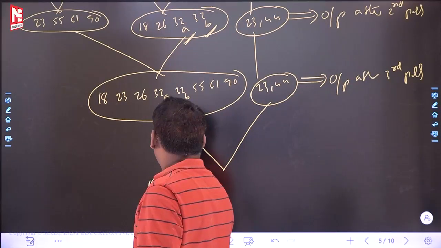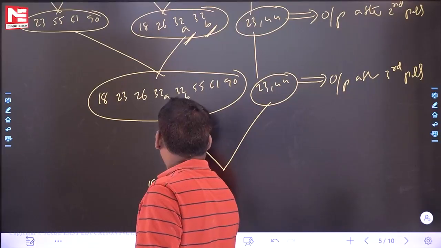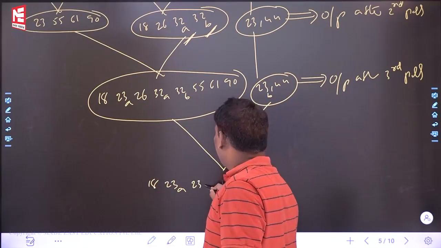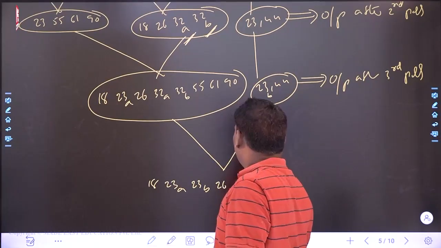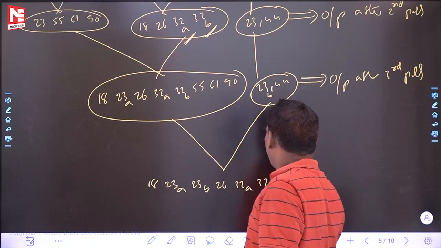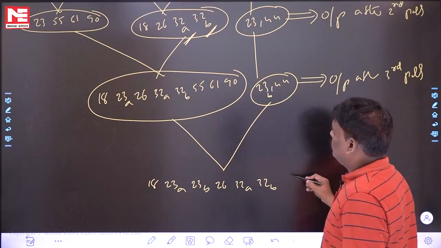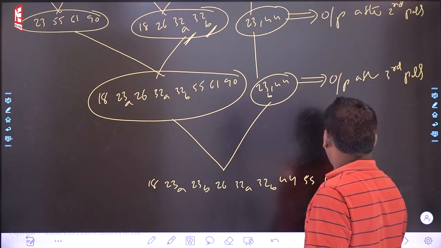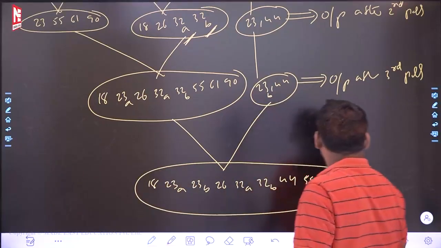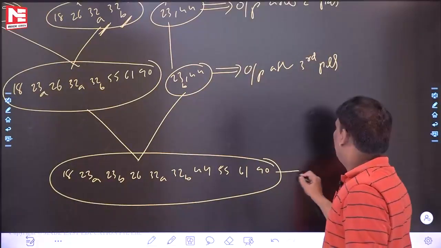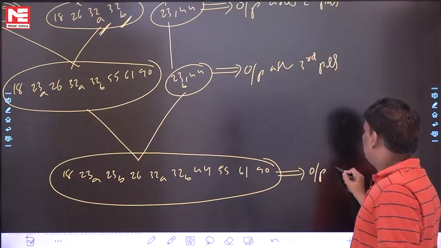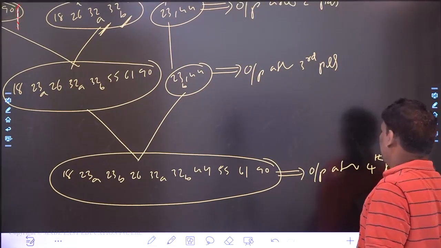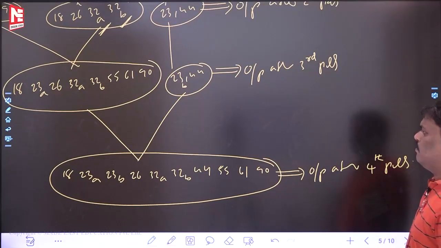18, 23A. If you want, two 23s are there: 23B, 26, 32A, 32B. Next one is going to be 44, 55, 61, 90. This is the output after the fourth pass. This is called the straight two-way merge sort algorithm.